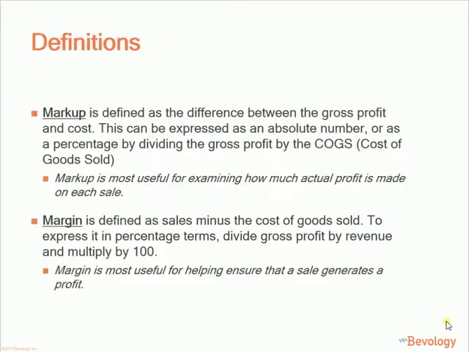Okay, so what are they? Let's define them. Markup is defined as the difference between gross profit, GP, as you might hear people here calling it, and cost. It can be expressed as an absolute number or as a percentage. And it's most useful for figuring out how much money you made. Makes sense, right? Margin is kind of the other side. It's defined as sales minus the cost of goods sold. And to express it in percentage terms, divide gross profit by revenue, multiply by 100. And it's most useful for helping ensure that a sale actually is generating a profit.